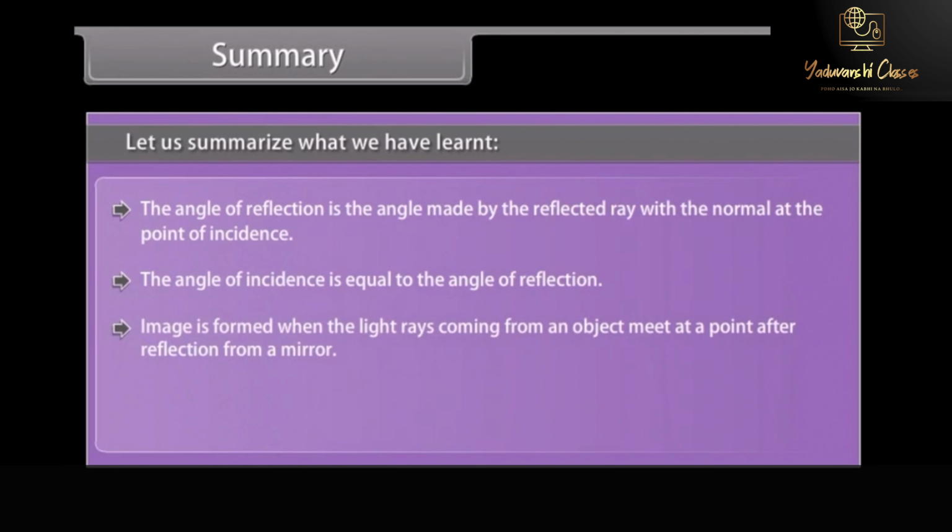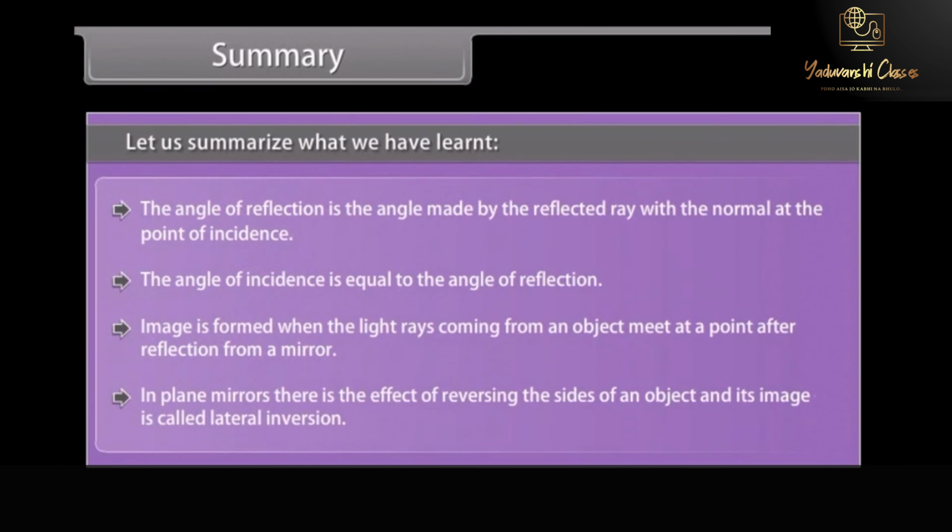Image is formed when the light rays coming from an object meet at a point after reflection from a mirror. In plane mirrors, there is the effect of reversing the sides of an object, and its image. This is called lateral inversion.